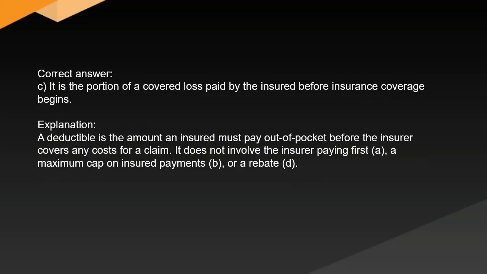Correct answer. C. It is the portion of a covered loss paid by the insured before insurance coverage begins. Explanation. A deductible is the amount an insured must pay out of pocket before the insurer covers any costs for a claim. It does not involve the insurer paying first (A), a maximum cap on insured payments (B), or a rebate (D).